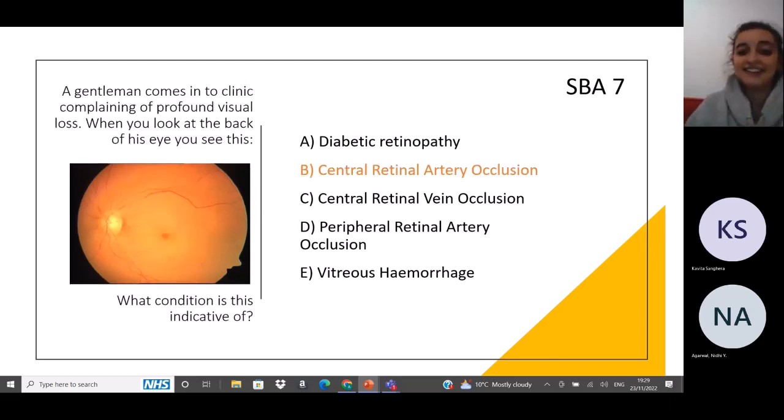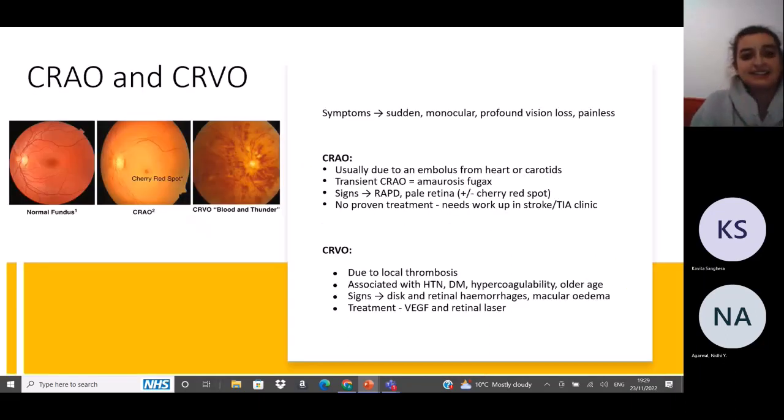All right, so the answer is B. So it's a central retinal artery occlusion. I made up D. I don't think that's a thing that actually, well, it might exist, I don't think it does exist though. And yeah, so this is central retinal artery occlusions and central retinal vein occlusions.